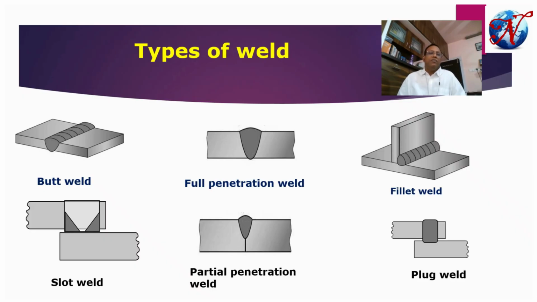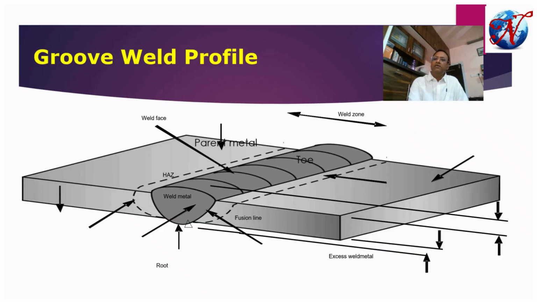These are the types of welds that we are doing in the groove weld. It may be the butt weld, it can be the full penetration weld, it can be the fillet weld, it may be the slot weld, partial penetration weld, or the plug weld. So whatever the drawing is, according to that, we need to ensure it.